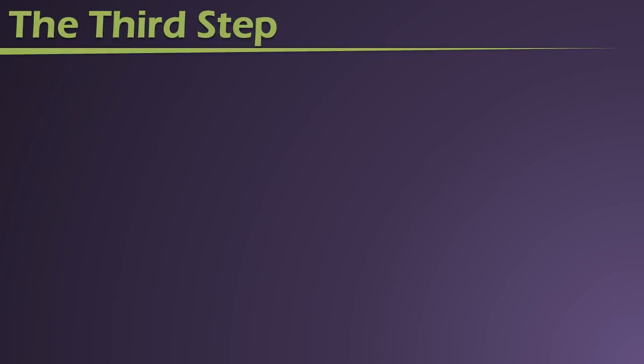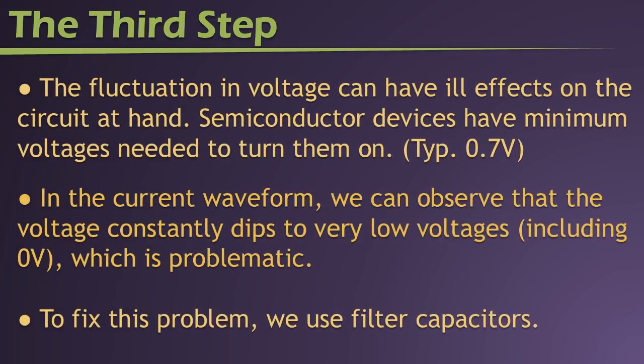So, woohoo! We have direct current. Or, well, at least by definition, it's direct current. Our current all flows in the same direction now, but we have these mountains on our oscilloscope, and that's not too great. This fluctuation in voltage can have ill effects on whatever circuit we're trying to power. The reason is that a lot of semiconductor devices, like the diode we just talked about, but other things too, like a processor, might have minimum turn-on voltages or a voltage that they need to work properly. So for a diode, you need 0.7 volts across it. And for maybe a processor, you might need 5 volts or something.